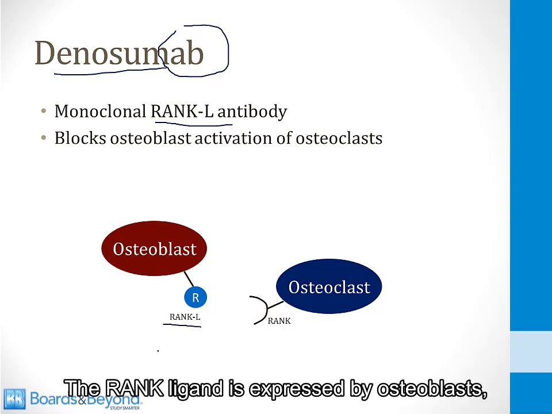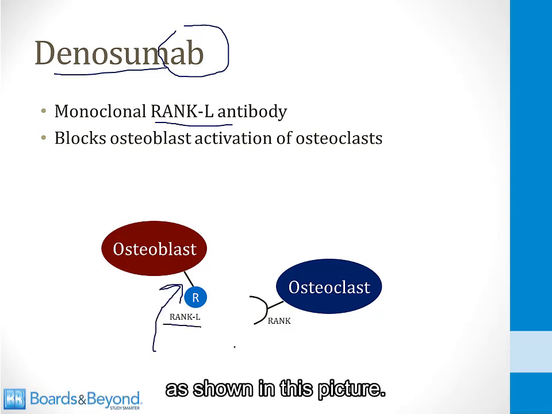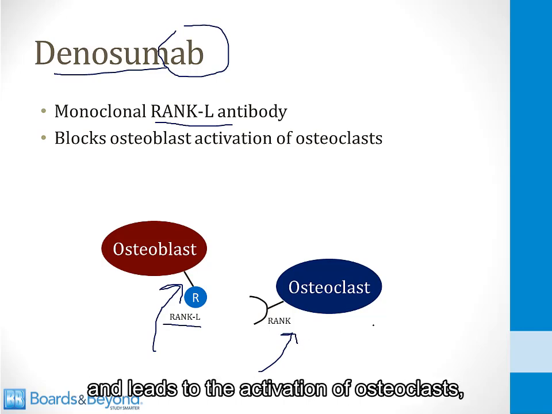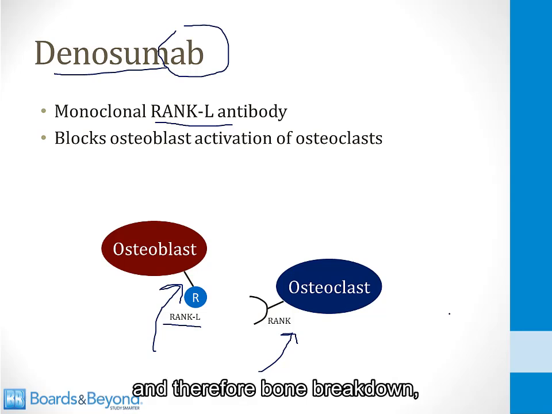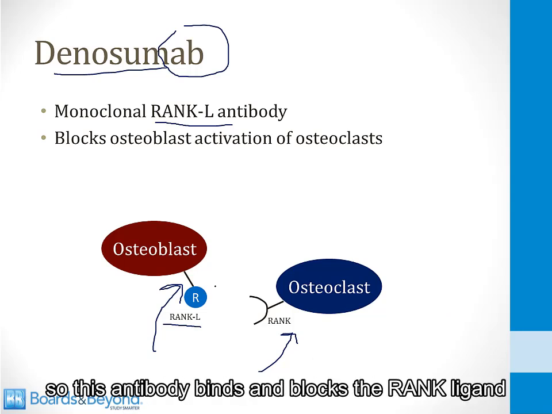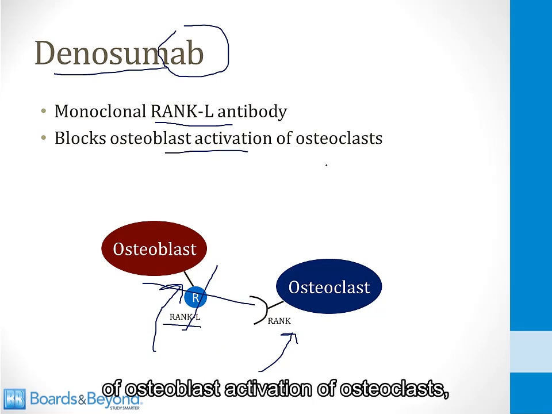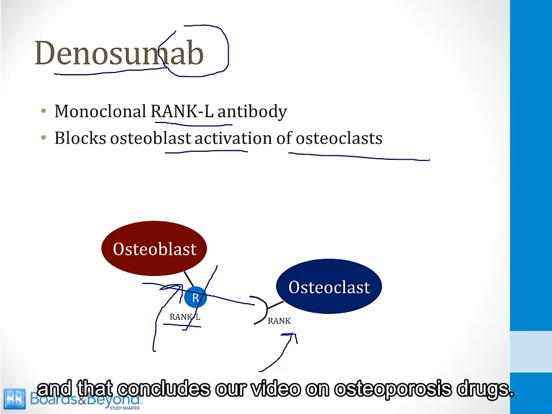The RANK ligand is expressed by osteoblasts, as shown in this picture. It binds to the RANK receptor on osteoclasts and leads to the activation of osteoclasts and therefore bone breakdown. So this antibody binds and blocks the RANK ligand so that it cannot bind to RANK. This leads to a blocking of osteoblast activation of osteoclasts. And that concludes our video on osteoporosis drugs.